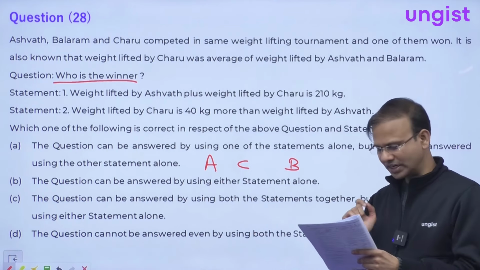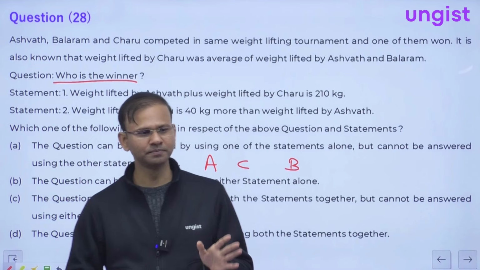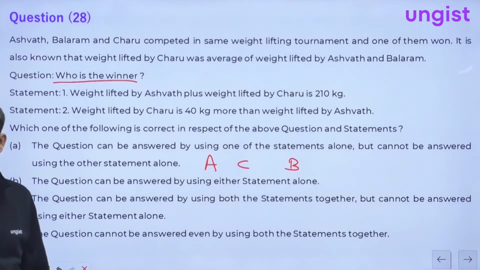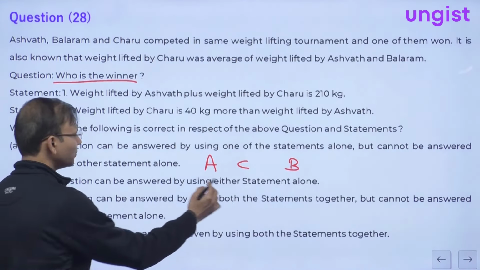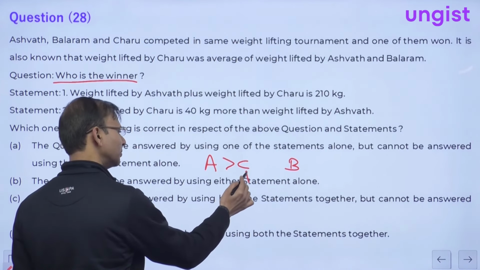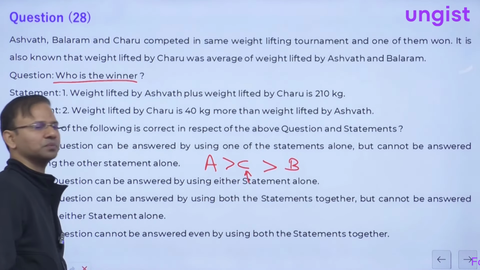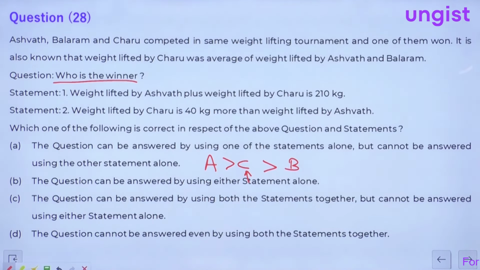Second statement: weight lifted by Charu is 40 kg more than the weight of Ashwath. Guys, it will work. Look, from this you get to know that Charu is more than Ashwath, right? And obviously Charu is lying exactly between, so obviously Balram will be more than Charu, right? Both, why? Second alone, no?